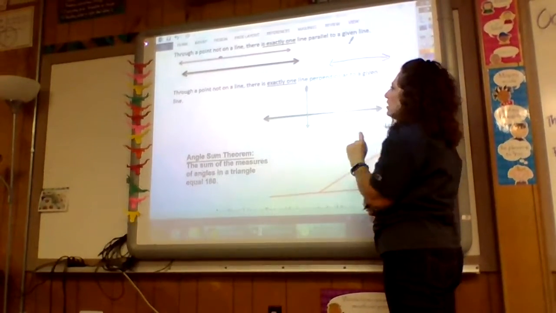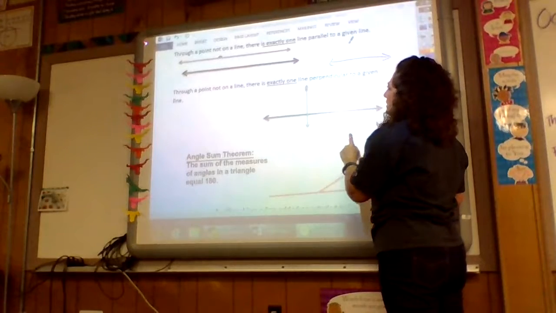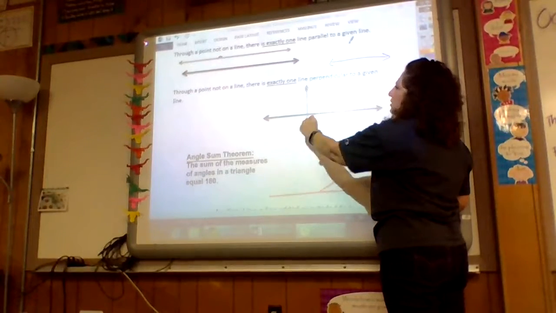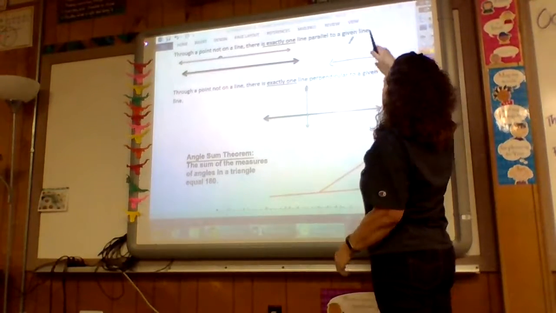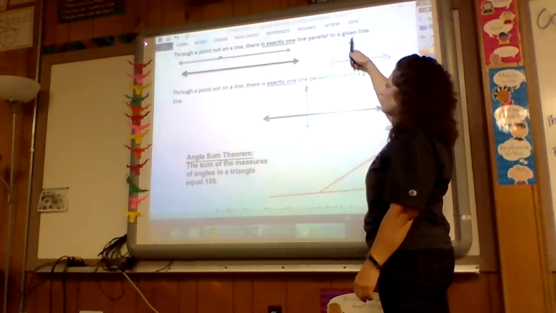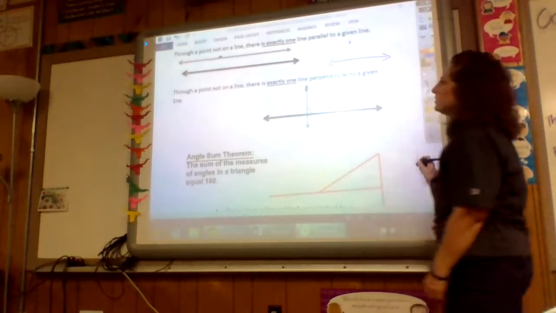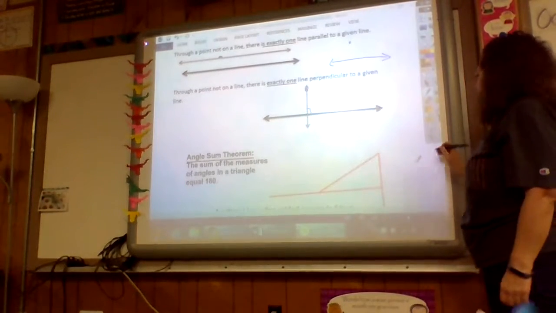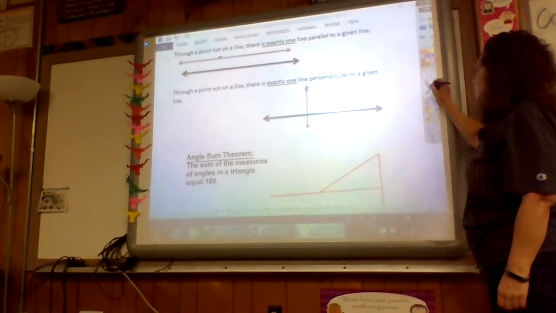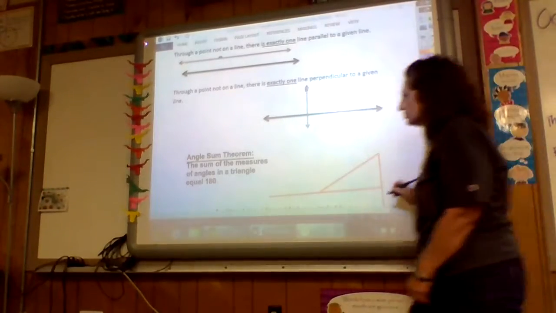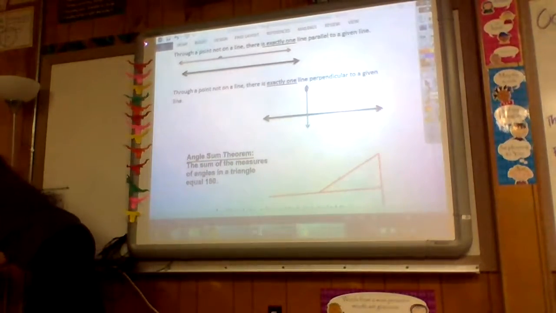Through a point not on a line, there is exactly one line you can draw perpendicular to a given line. So perpendicular, there's only one line that will ever be perpendicular. Y'all please mark a box right there, just to show perpendicular. All right, then we move down to the part where it was kind of circled. Let me get that adjusted.